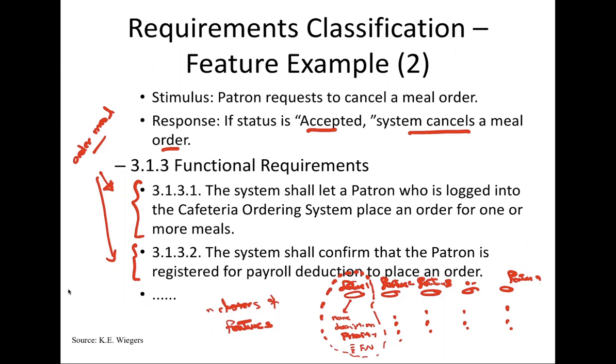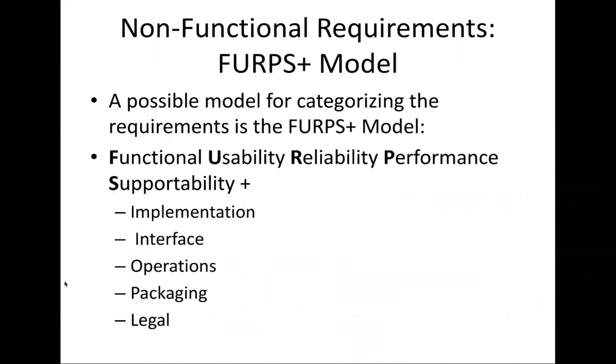This is for functional requirements. As I said before, there are different ways to classify functional requirements. It could be using features, use cases, mode of operation, user classes, or even the responsible subsystem classification method. On the other hand, to classify non-functional requirements, we use what we call the FURPS plus model. It is a commonly used model to classify non-functional requirements.